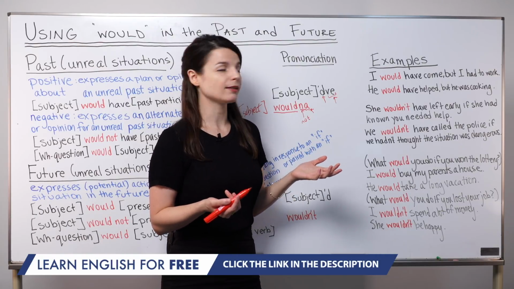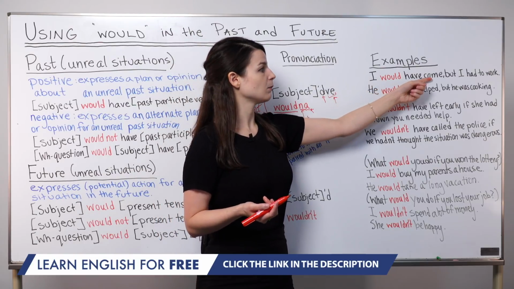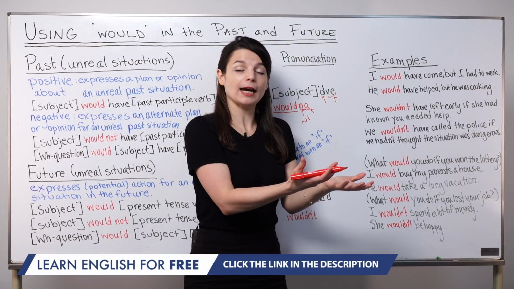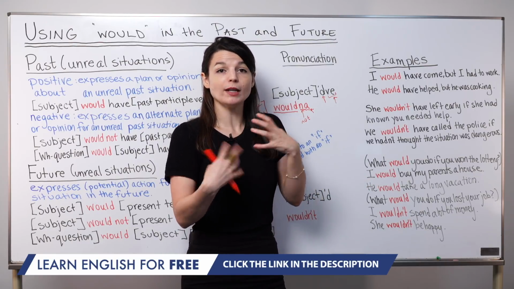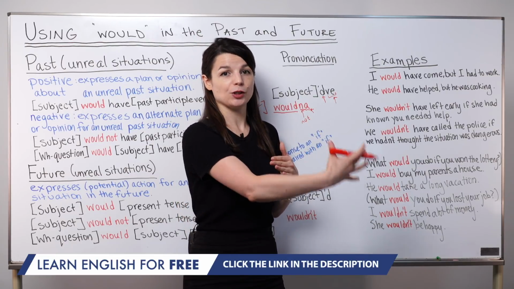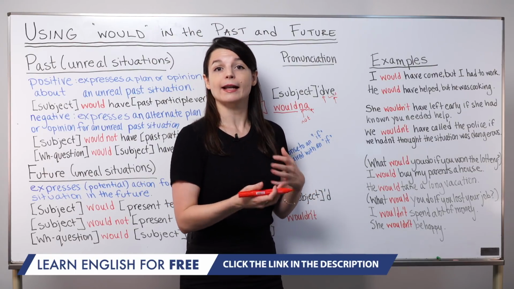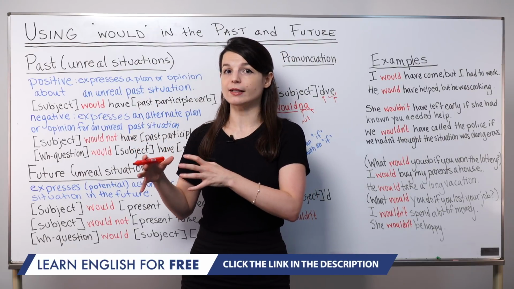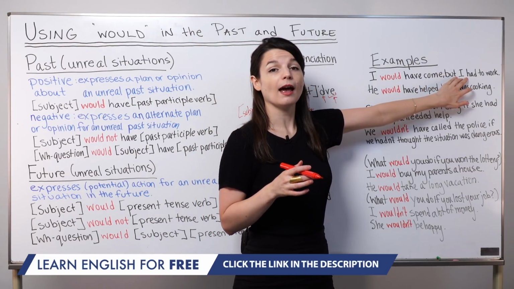So what do these sentences mean? I would have come, but I had to work. So in this case, maybe come to an event, for example. I would have come, but I had to work. So that means a past situation, maybe I wanted to come to the party, I wanted to come to the event, but I had to work. So this communicates maybe the speaker had a desire or had a plan of some kind to do something in the past, but it did not happen. In this case, the reason is the speaker had to work.